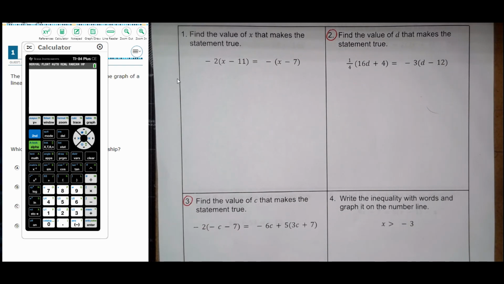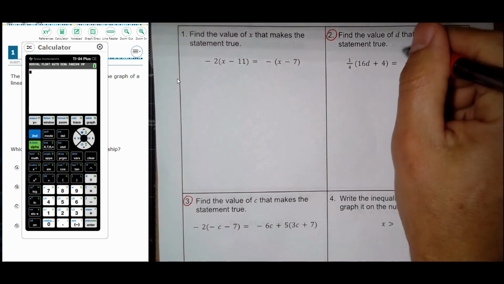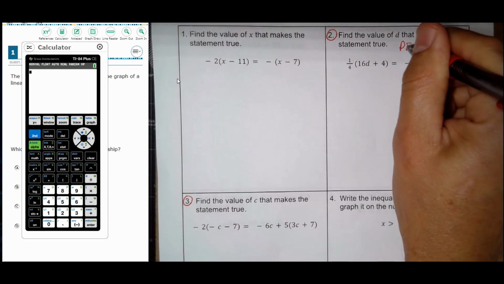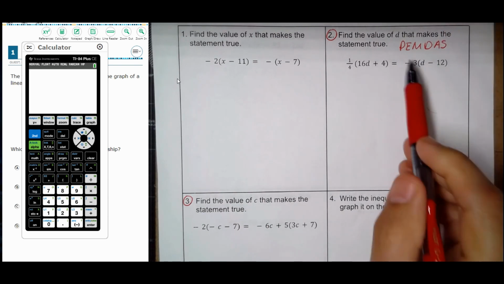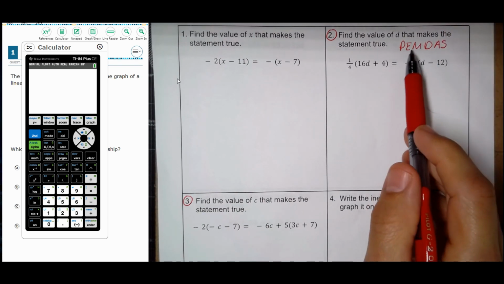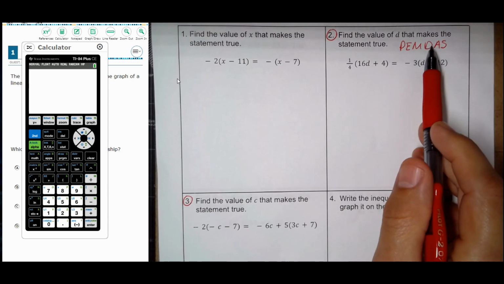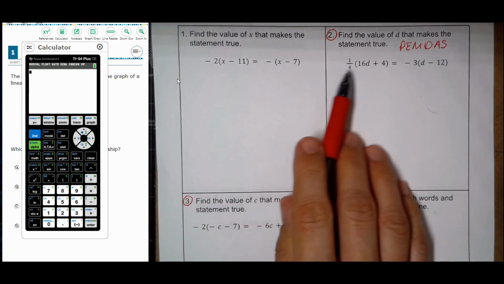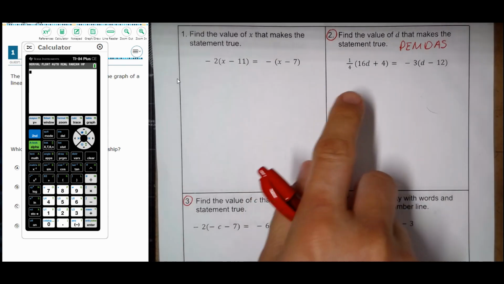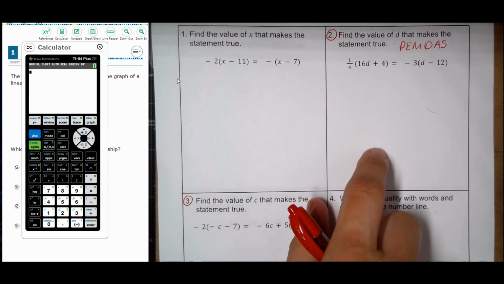Now the first thing I want you to think about is PEMDAS, right? Something that you learned a long time ago, most of you. It just means that you deal with parentheses first, exponents next, then multiplication and division, and then addition and subtraction. We're going to go in that order, and we're going to solve this from left to right. So I do got to deal with the parentheses before I can go any further.